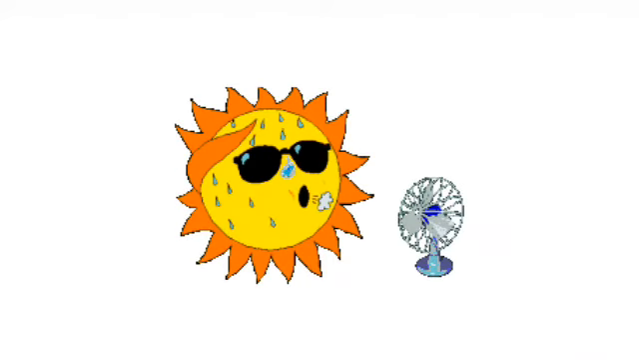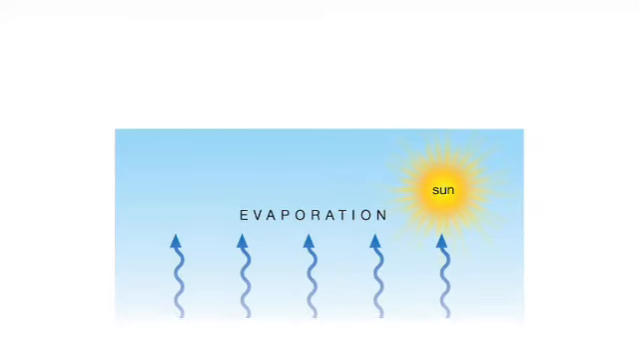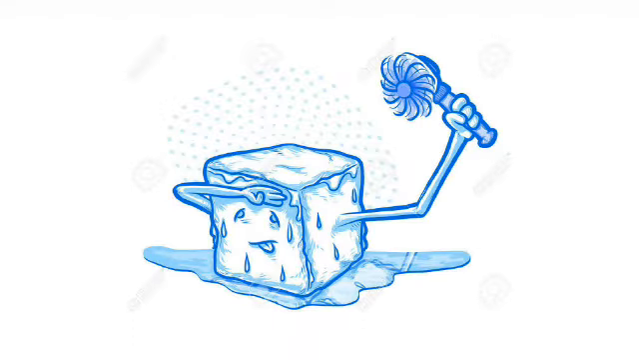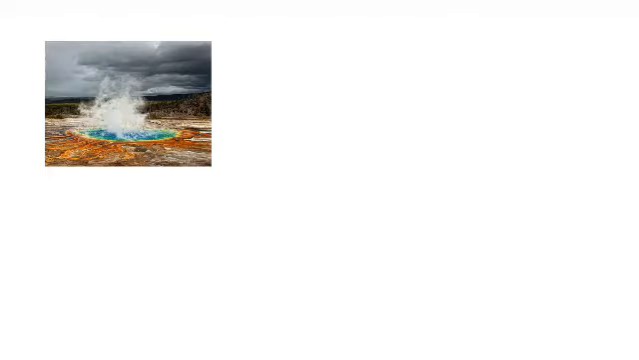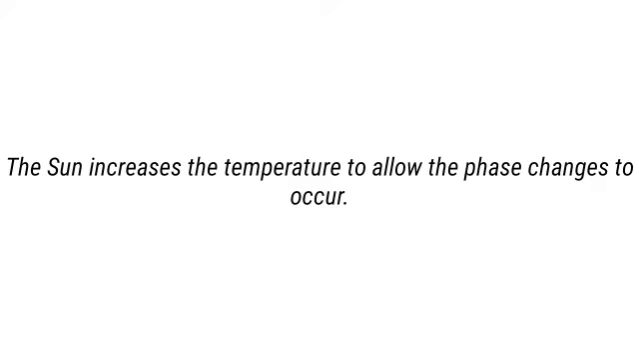The sun is one of the biggest parts of the water cycle. It heats up the bodies of water, turning it into vapor, melts ice, turning it into water, and if it gets hot enough, it turns ice directly into vapor. It causes evaporation, melting, and sublimation. The sun increases the temperature to allow the phase changes to occur.